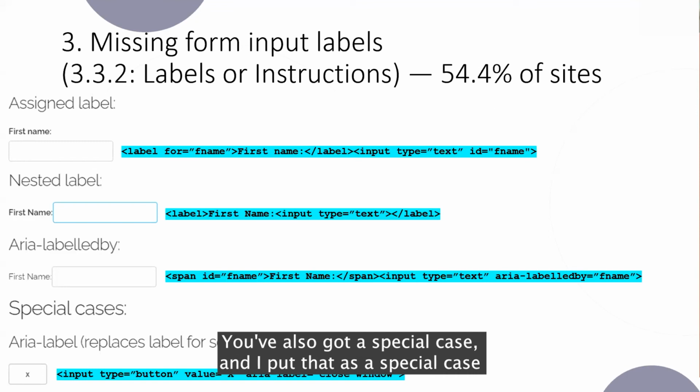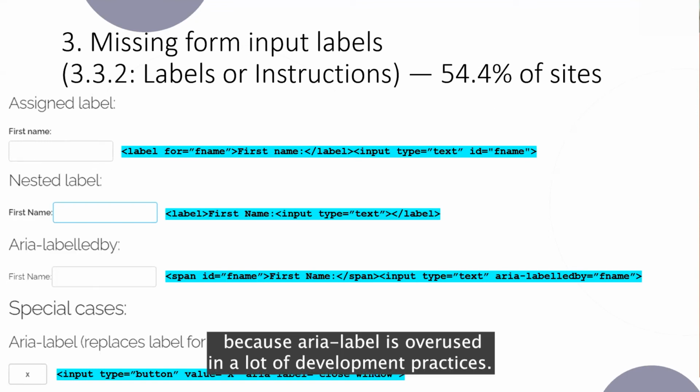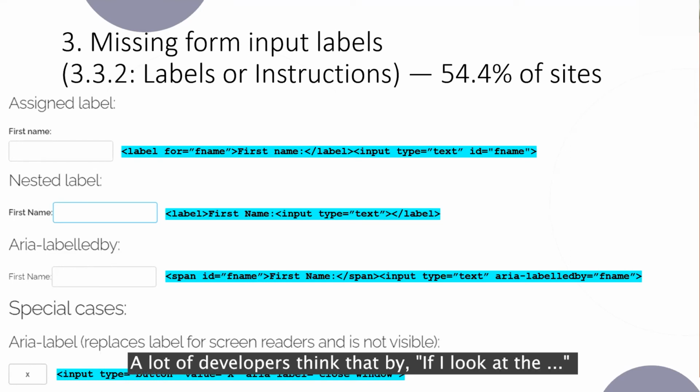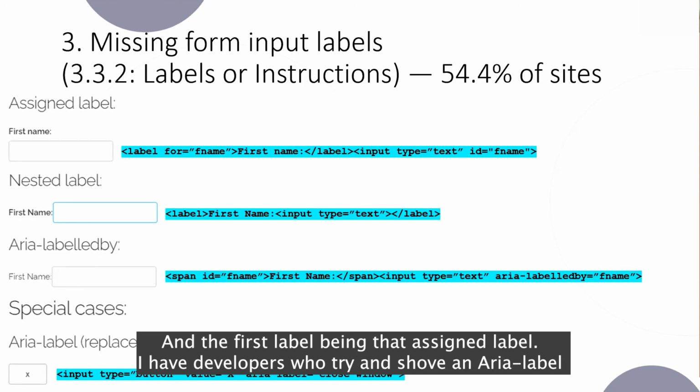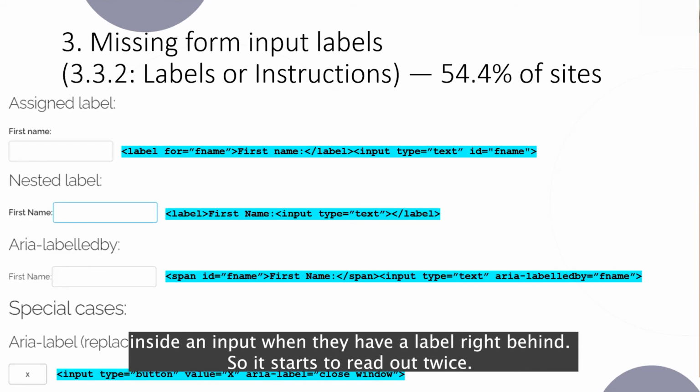You've also got a special case, and I put that as a special case because aria-label is overused in a lot of development practices. On screen, I have a list of the four different types of labels I'm speaking about, the first label being that assigned label. I have developers who try to shove an aria-label inside an input when they have a label right behind, so it starts to read out twice.